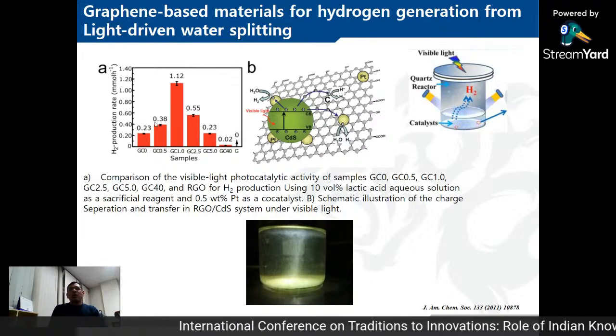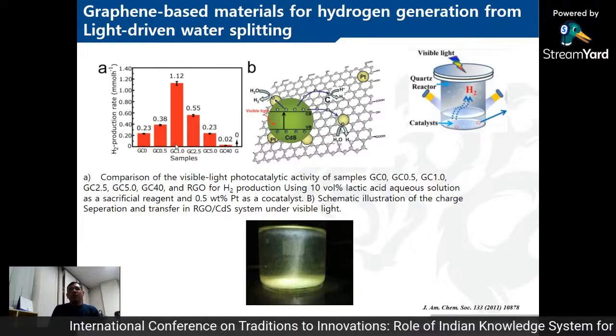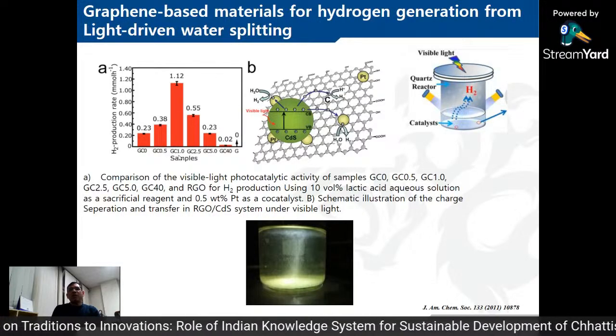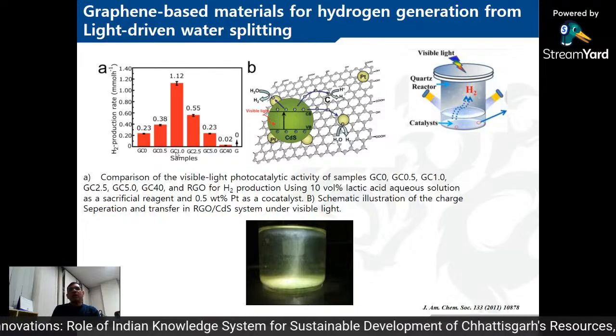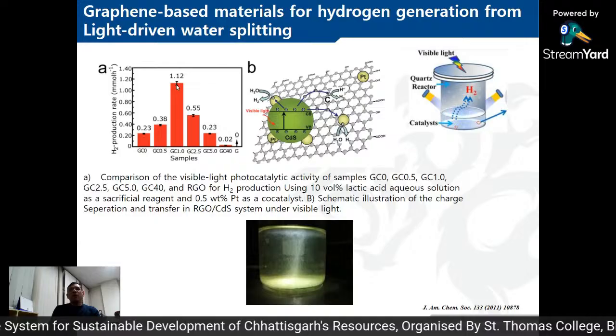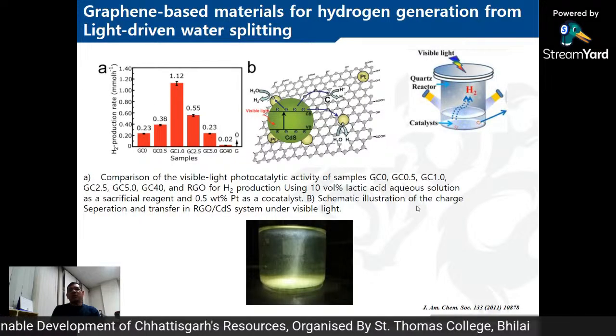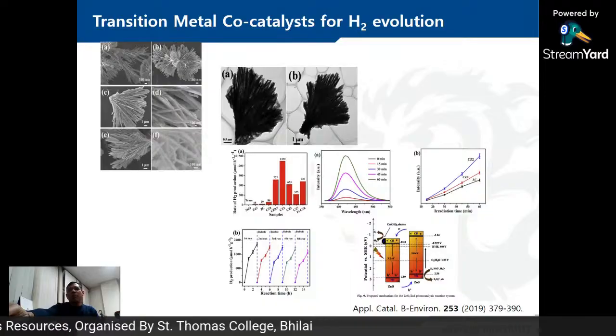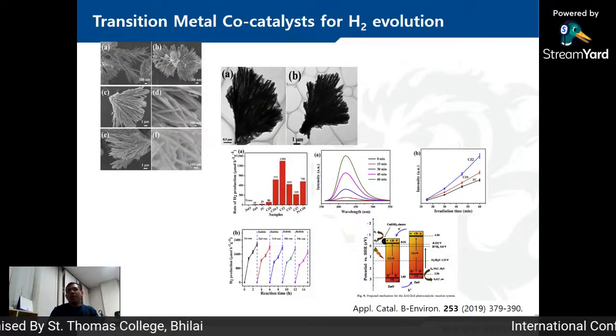Depending on the graphene concentration, you can see that just by adding 1% of graphene to the cadmium sulfide, the photocatalytic activity has drastically increased. This is one of my papers which has been published in Applied Catalysis B.